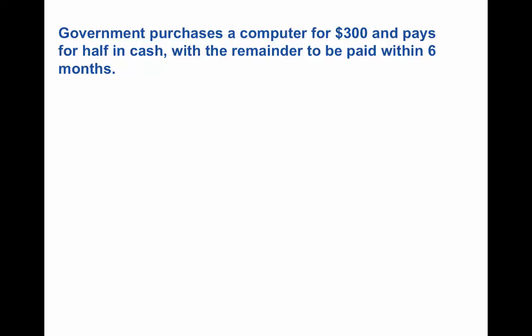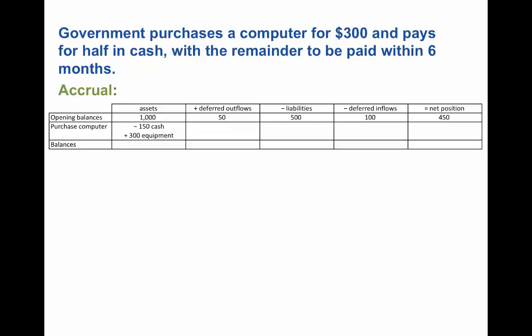A very simplistic example: imagine a government purchases a computer for $300, pays for half of it in cash, and the remainder is going to be paid in 6 months. Under accrual, it has $150 less in cash, and it now has a $300 computer, $300 more in equipment. It also has a $150 account payable. There's no effect on net position because the government has changed the mixture of its assets, and financed it in part by taking on a new liability.